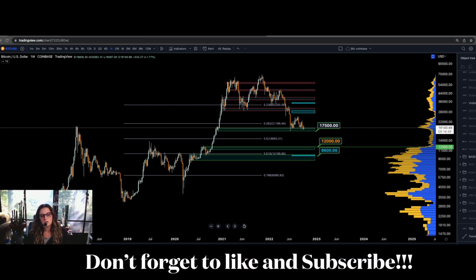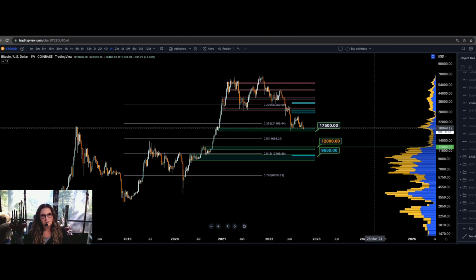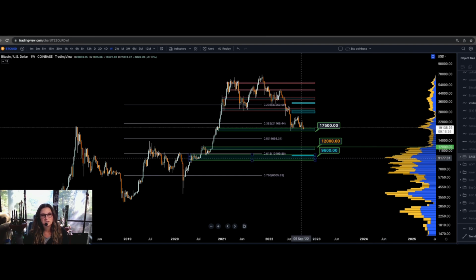So we are going to start out with Bitcoin on the weekly time frame. If we lose 17,500, my bias is that we will drop to approximately 12,000. If we lose 12,000, we will drop to approximately 9,600, where we have this last gap to be filled.